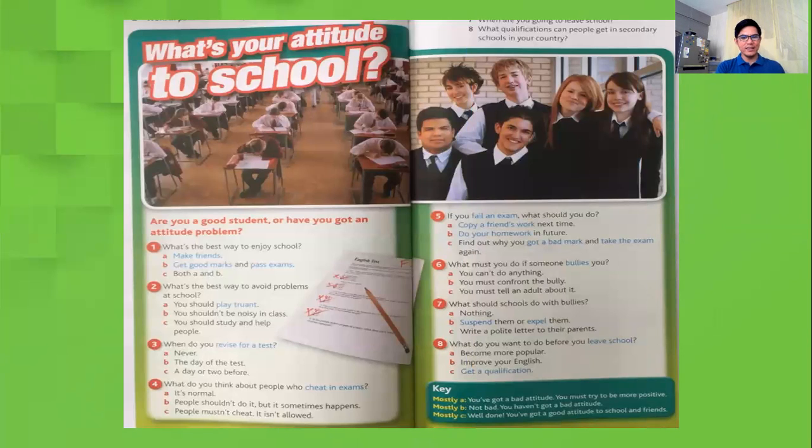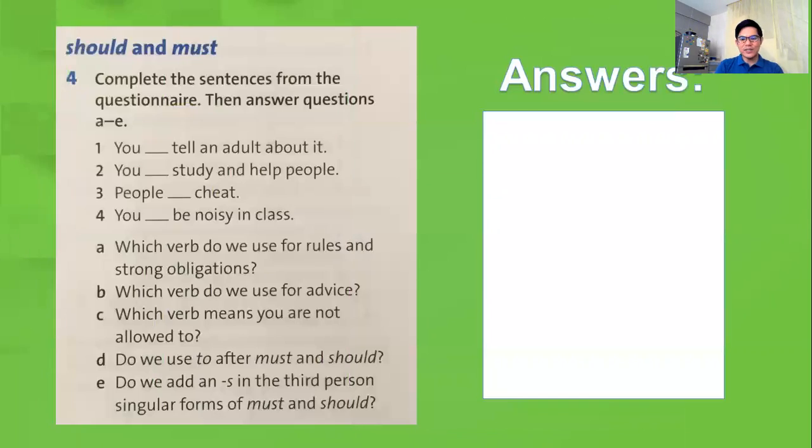You can open your student book on page 48, and you will take the What's Your Attitude to School quiz. Are you a good student or have you got an attitude problem, especially in school? Why not try this test and see for yourselves. Unit 5 is all about school life, in school, out of school, homeschool, school at home, or any terms you would like to use. So get your student book, open on pages 48 and 49, and just circle your answer.